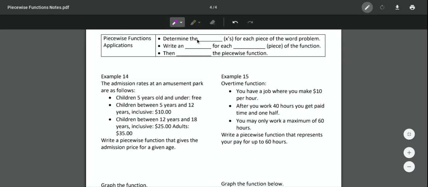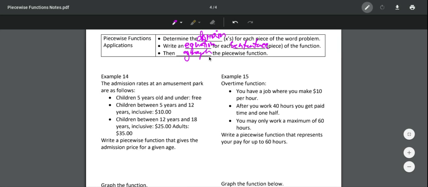All right, so when you're doing piecewise function applications, you do them the same way you've been doing them. They're just word problems. So first, you're going to determine the domain, which is just the x's for each piece of the word problem. And then you're going to write an equation for each sentence or piece of the function. And then you're going to graph the piecewise.